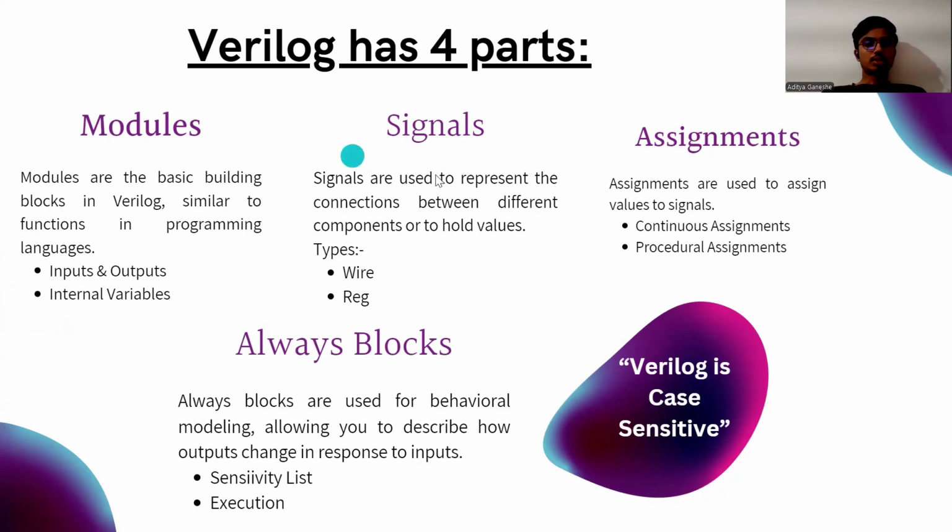So next come the signals. Signals are used to represent the connection between the different components. It may be like if we have two AND gates which are connected, meaning the output of the first AND gate is an input to another AND gate or any other gate. So the connection between them is known as the signal. In this case, wires are there, and reg is also there.